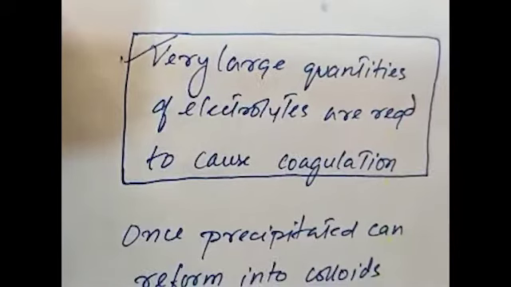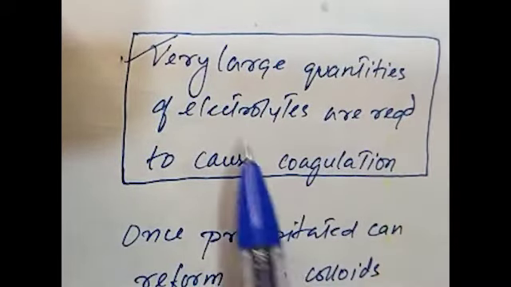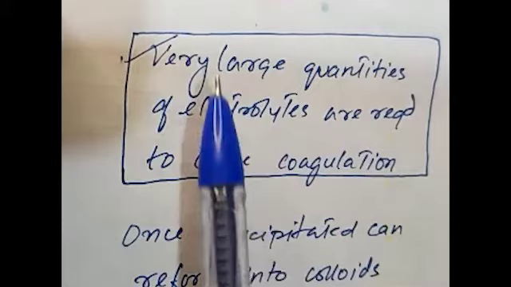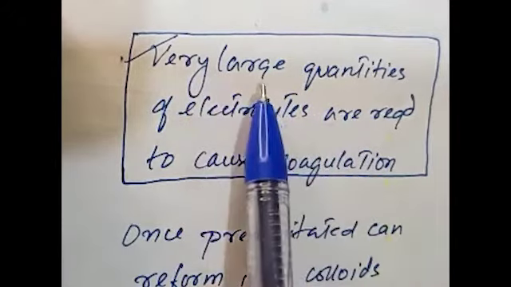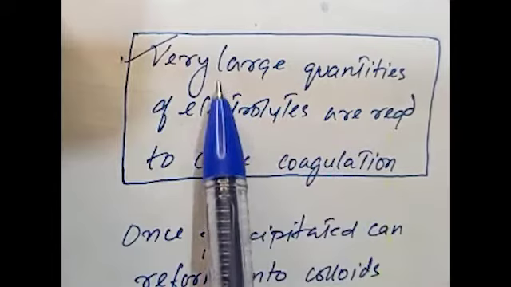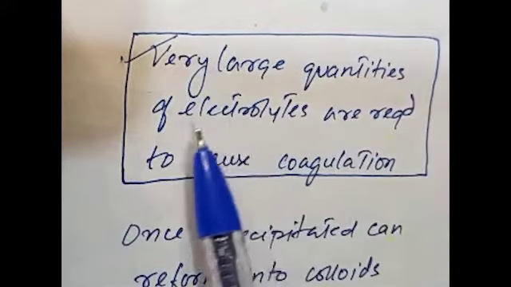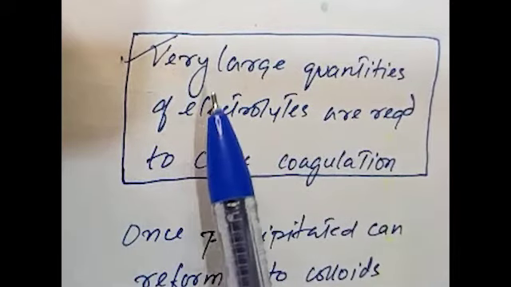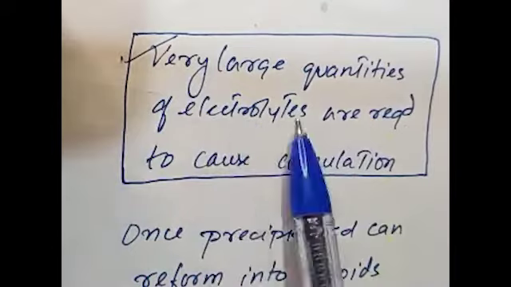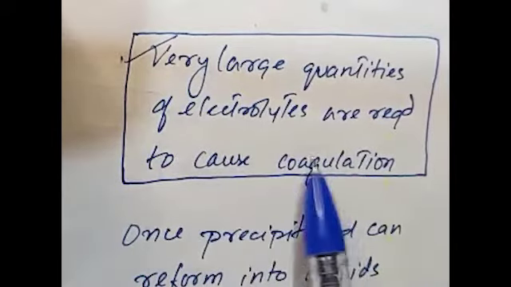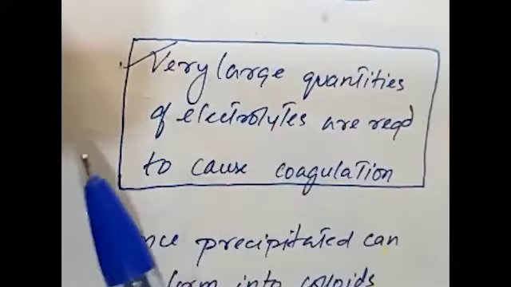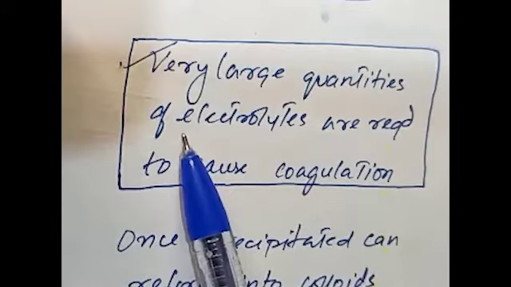So see, in that case, we can again talk about husband and wife. If the couple is very much loving, they are very stable, then even if a lot of electrolyte comes to destroy it, it will still survive under some conditions, but a very large quantity of electrolytes is required to cause coagulation. Coagulation means assimilation of all the particles, and they fall down under gravity. That's the end of the colloid, right?